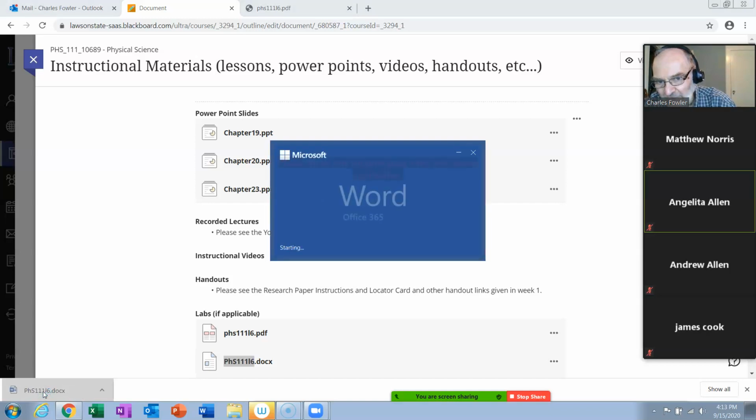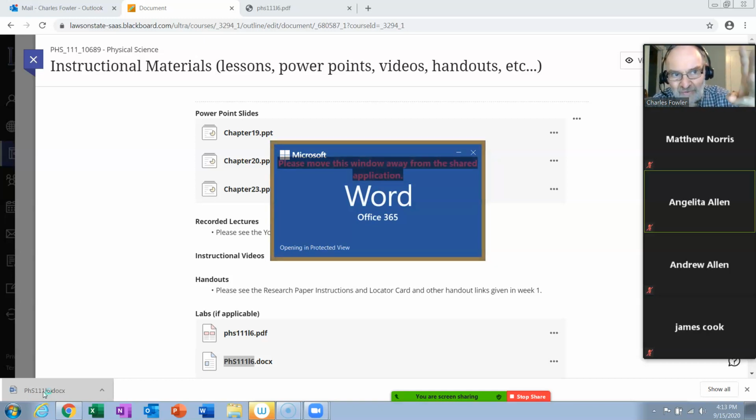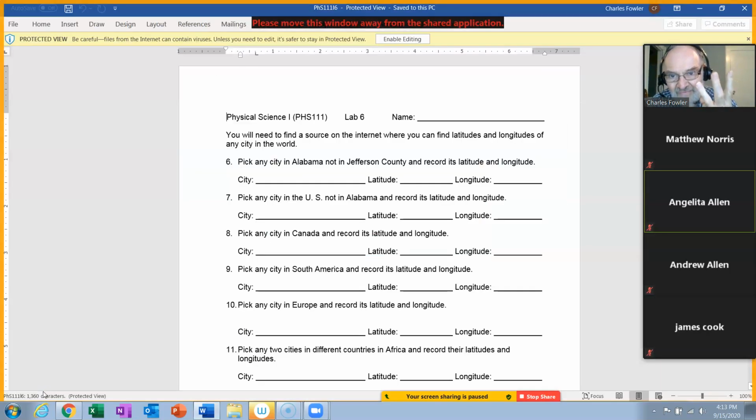And basically what we're going to do here is continue what you were doing with question 3 before, which is the latitude and longitude where you live. And here's where we pick up. So you notice it starts with question 6. Pick any city in Alabama not in Jefferson County.